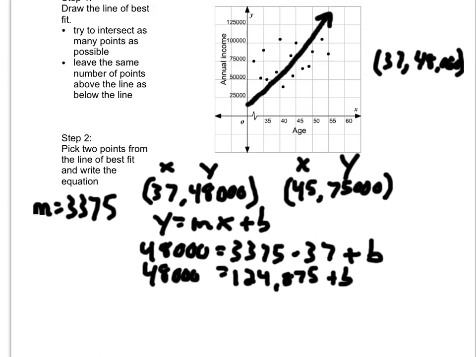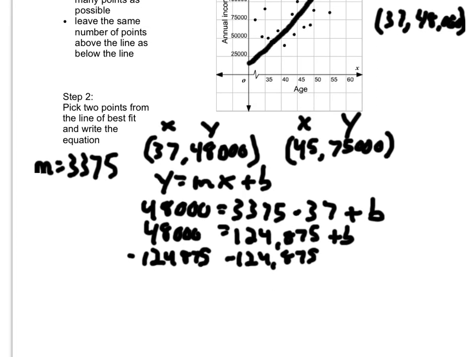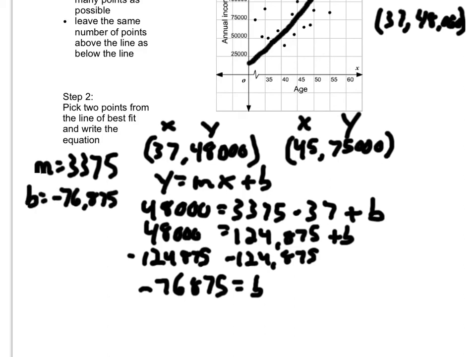Then I'm going to subtract 124,875 from each side. And that's going to give me an answer of negative 76,875 for b. So my b is negative 76,875. Now you might be thinking, well, wait a second, Mr. Ayres, that's not possible. I can't make negative $76,875 a year. And that's very true.